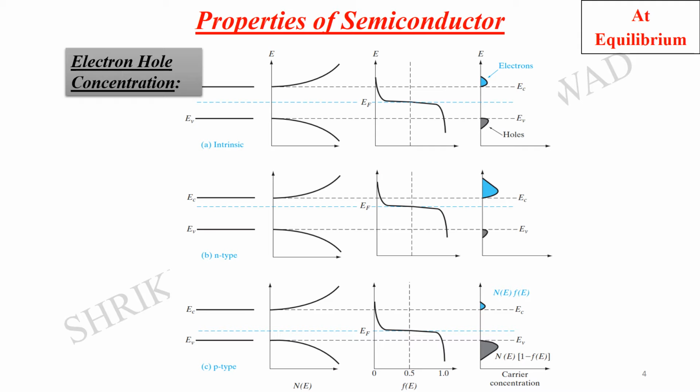So for the carrier concentration, near the top of the valence band, the density of holes is almost the same as the number of holes in the conduction band. So the size of this is the same as the size of the holes in the conduction band. Okay, so both are the same.